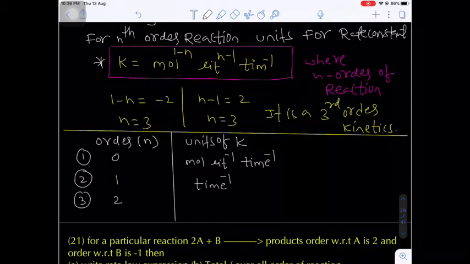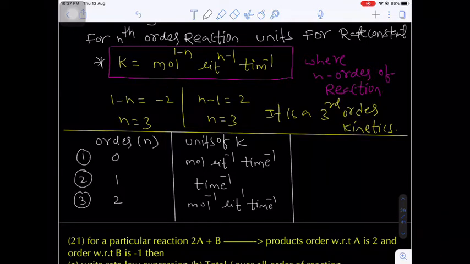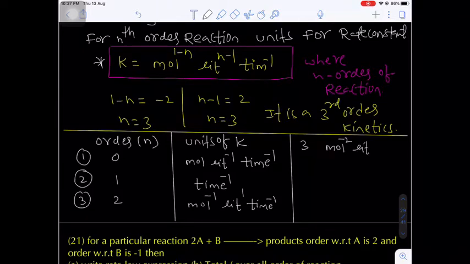In case of second order reaction, put the n value 2, you will get mole to the power minus 1, liter to the power plus 1, and time inverse. Are you getting my point? Let's suppose you have a third order reaction. For third order reaction, mole to the power 1 minus 3, that means mole to the power minus 2, liter square, time inverse. Are you getting my point?